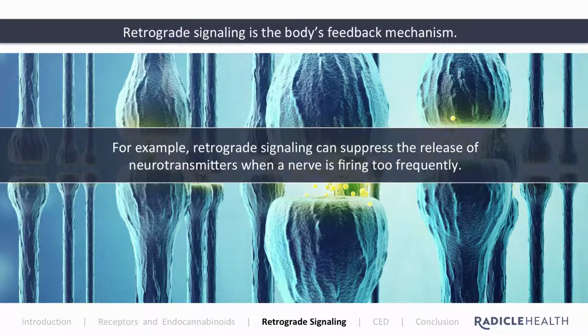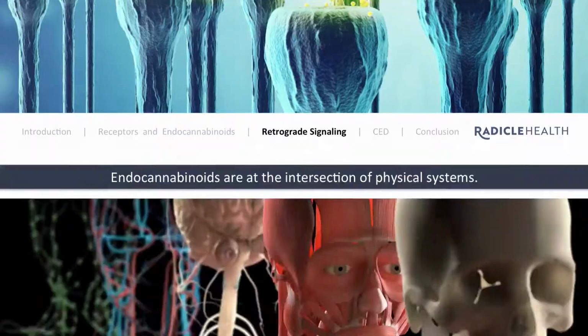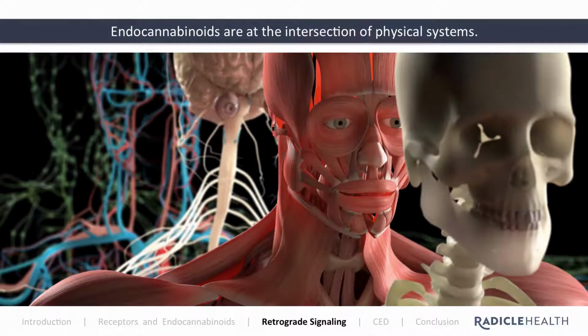This means that a stimulation of the ECS can reduce inflammation, relax muscles, lower blood pressure, dilate bronchial passages, and normalize overstimulated nerves. And, because endocannabinoids are located at the intersection of many physical systems, they enable the communication and coordination among different cell types.